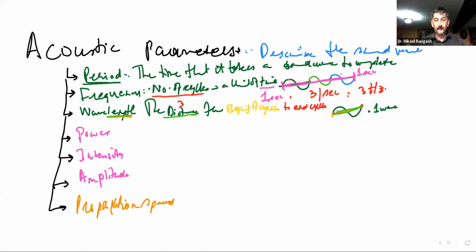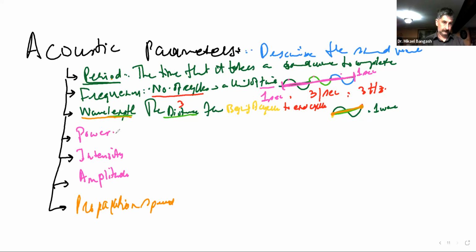What do we do when we measure from here to here? The distance, the length, that will become the wavelength. When we measure it from here to here in terms of time, it becomes period.